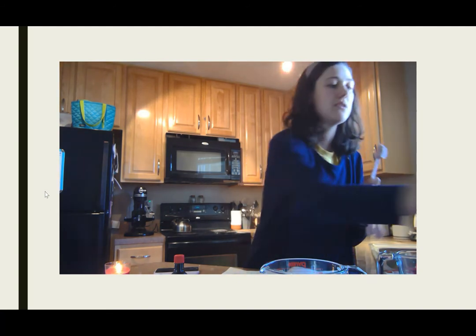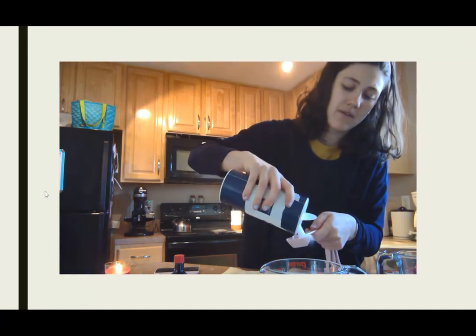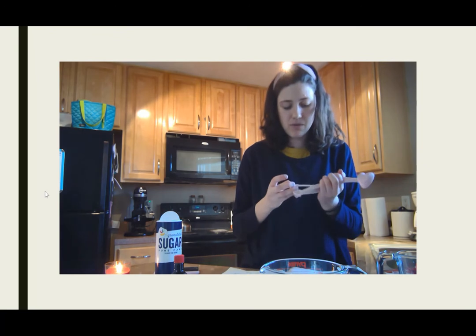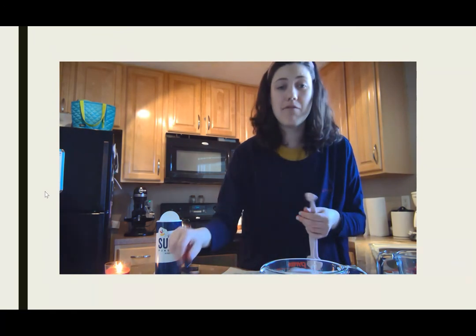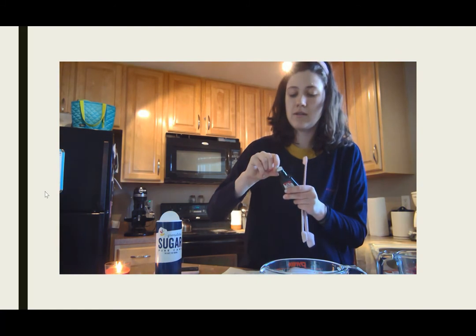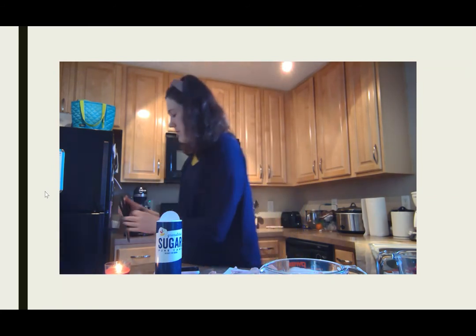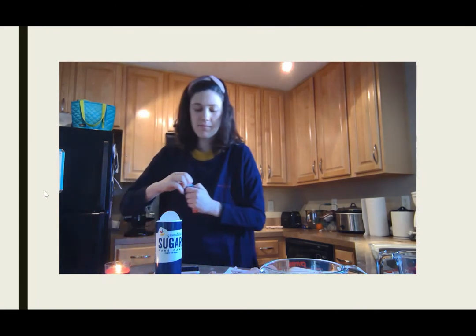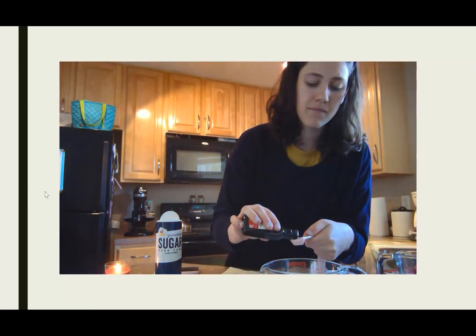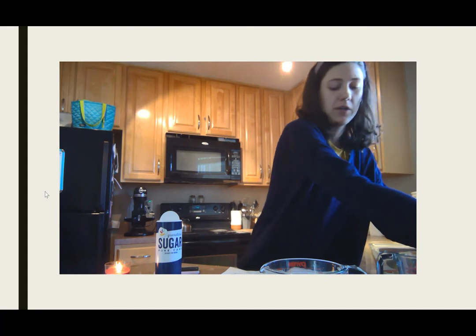I'm going to need 2 tablespoons of sugar. And then I'm going to need 1/2 teaspoon of vanilla. And the sugar and vanilla are acting as the flavoring for our ice cream. Hold on one second, I'm going to cut this off. Okay. And then we're just going to take a spoon and mix that together.